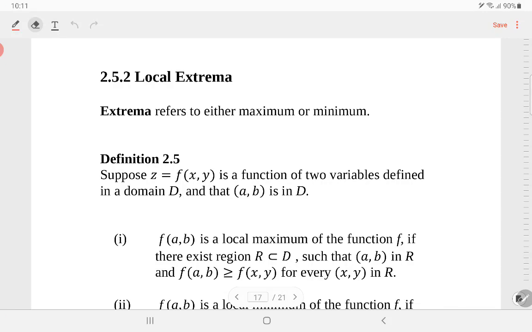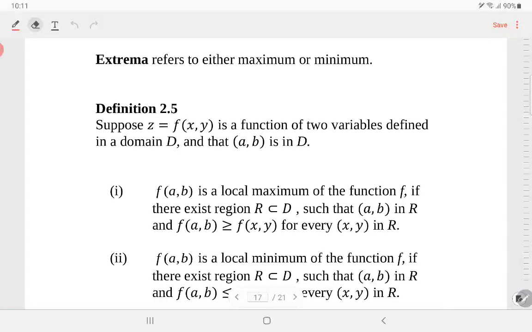Today's topic is on local extrema, which is the last application of partial derivatives that we're going to cover in this course. Extrema here refers to either maximum or minimum. Now let's look at definition 2.5.